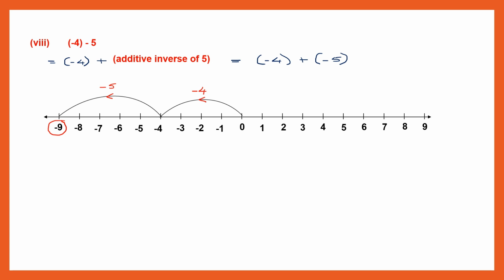So let's show that. So negative 4 minus 5. So this will be negative 4 plus additive inverse of 5, which is negative 5. So negative 4 plus negative 5, signs are the same. We put the same sign and we add 4 plus 5 is 9, and we have the same answer on our number line. So we've got negative 9 as our answer.